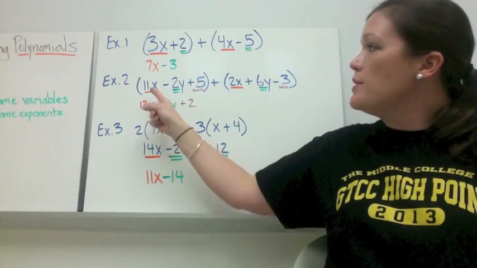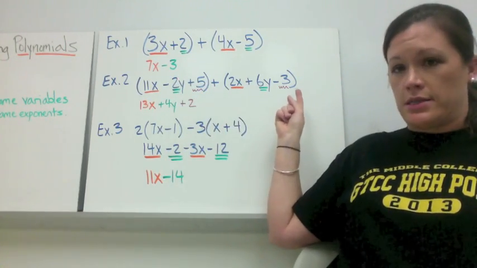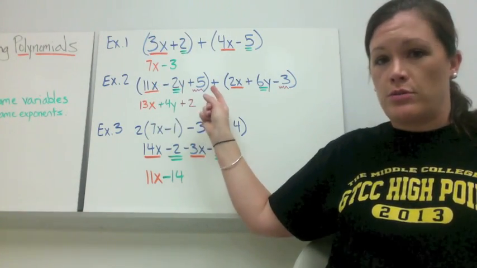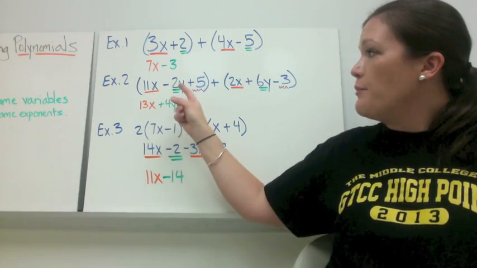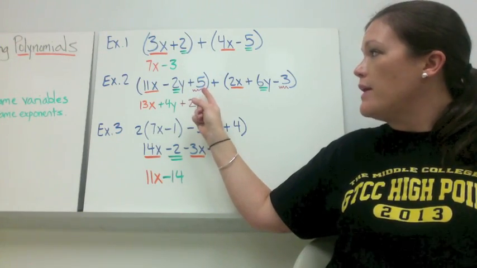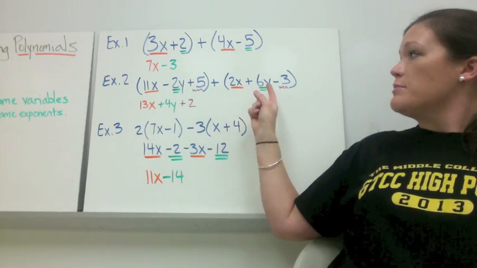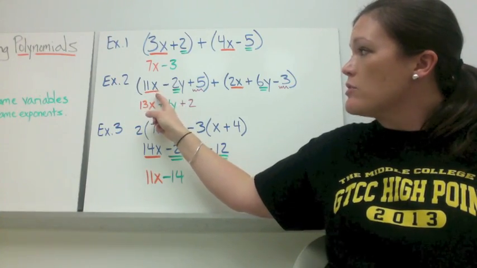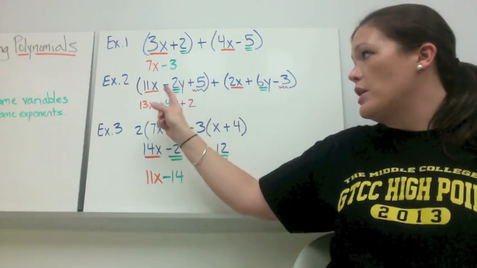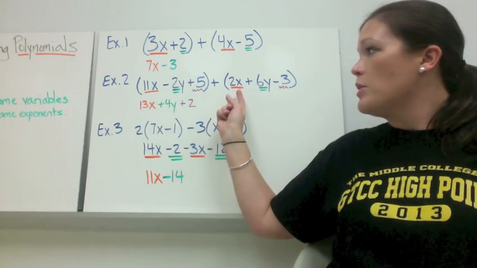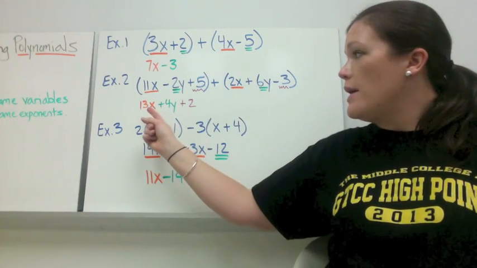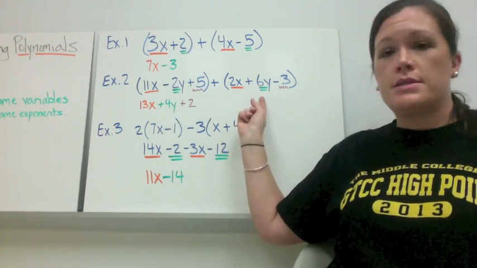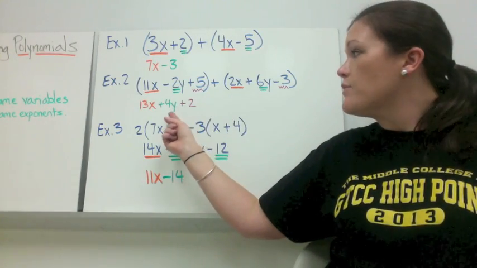On example 2, we have two trinomials added together. Remember, trinomials are a group of 3 terms. So we have 11x minus 2y plus 5 plus 2x plus 6y minus 3. So the terms with x, I've underlined here in orange, those are going to go together. So we have 11x plus 2x, which would combine to give us 13x. I have negative 2y plus 6y, which will combine to give us 4y.